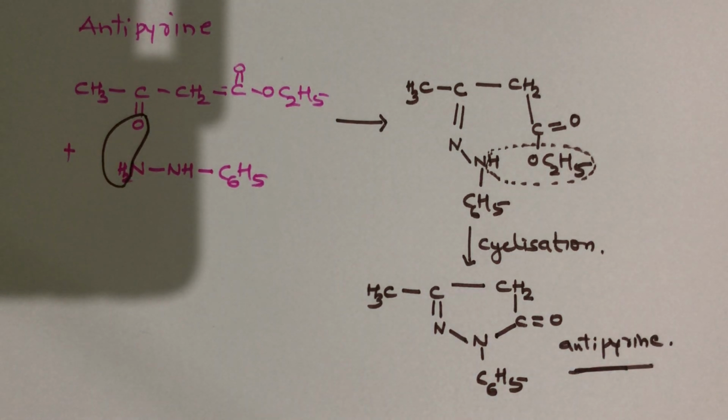So this is the synthetic application of ethyl acetoacetate in the synthesis of antipyrine, in the synthesis of 4-methyl uracil, carboxylic acid, as well as ketones.